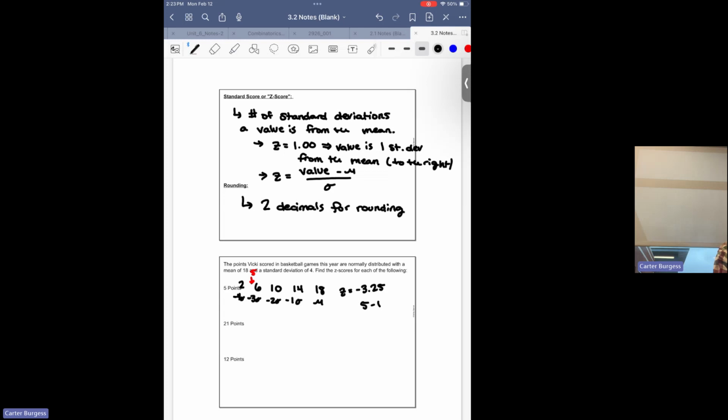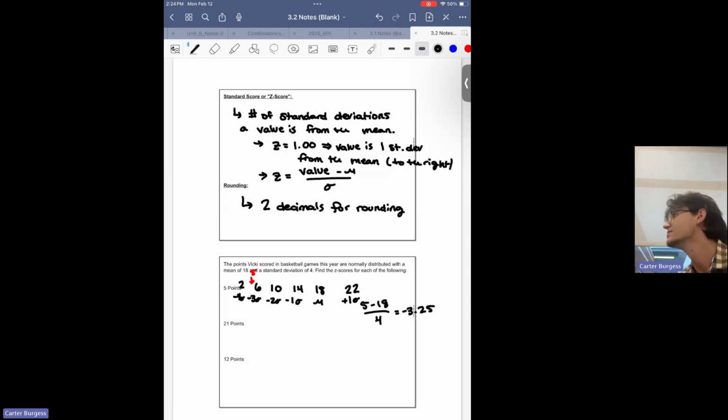This is 5 minus 18 divided by 4, which gives us -3.25. Okay, so let's see if we can do this intuitively first, and then let's see if the formula in fact confirms what we're seeing. So for 21 points, that's more than our mean. What would 1 standard deviation to the right be? 18 plus 4, 22.